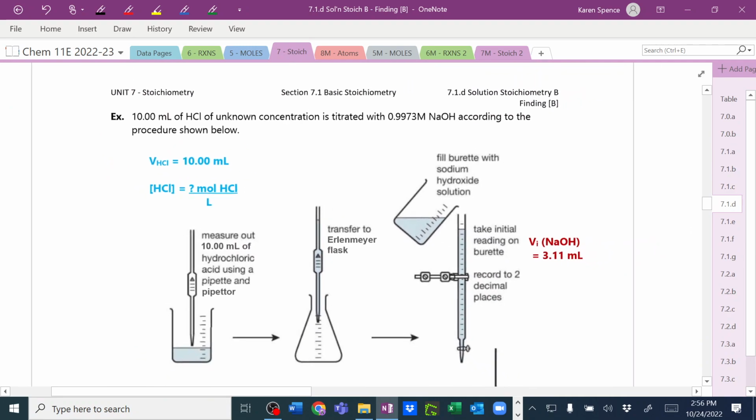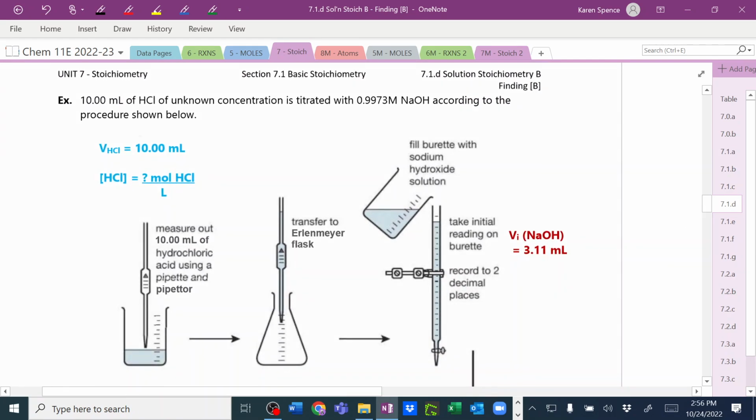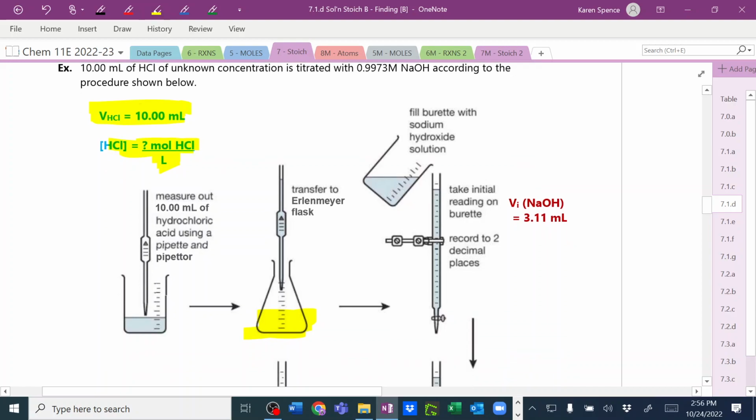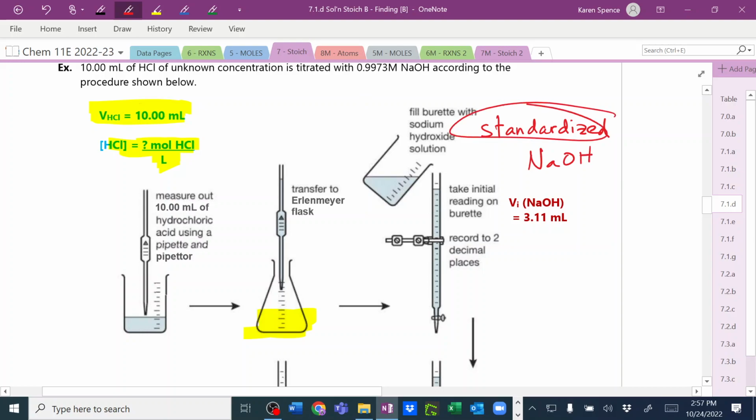So here we have a little problem. You can see here, this is what we've done already today, right? We have our volume of our HCl was 10 milliliters. We don't know its concentration. That's what we don't know. We put that in the Erlenmeyer flask. And then we put our standardized NaOH, and we'll have to know its concentration because it is standardized. Standardized means known concentration.